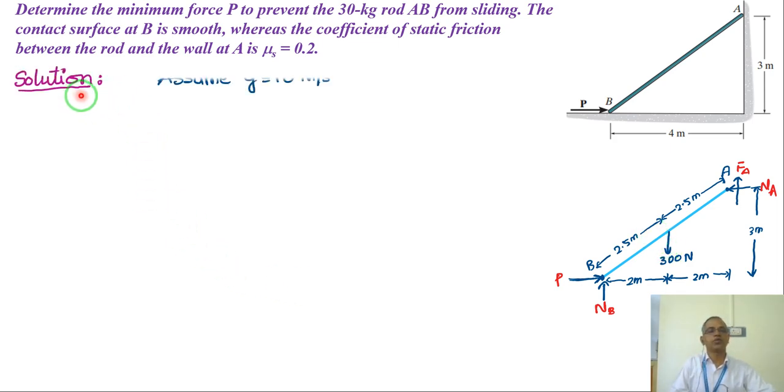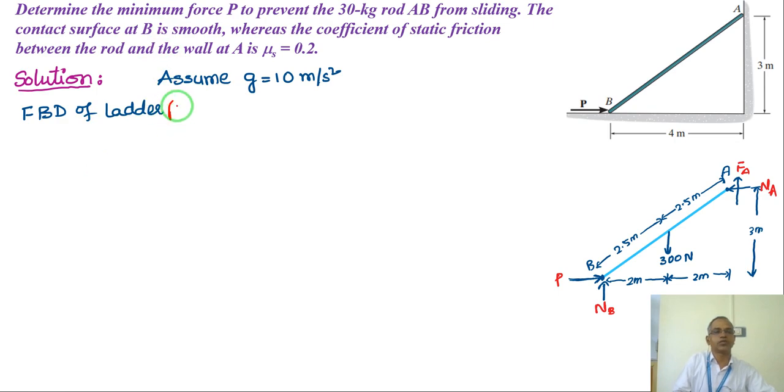Okay. Now how to solve? Simply we need to assume that g is 10 instead of 9.81, so I can take g as 10 meter per second squared. It is the gravitational constant. Now simply we have to use three equilibrium equations. The first is summation Fx equal to 0. For that I have already taken the free body diagram of this rod. There is a ladder, I can say it is a rod, because it is mentioned here as a rod.